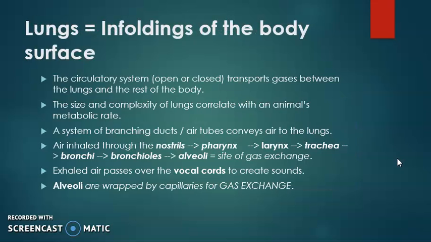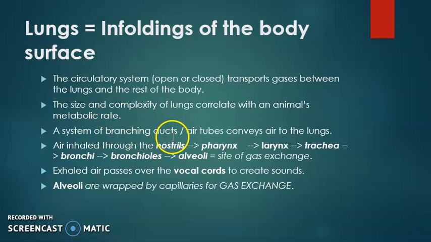Now the lungs. The third modification is lungs. These are infoldings of the body surface. The gills are outfoldings, trachea are air tubes, and lungs are infoldings. The circulatory system, which is open or closed, transports gases between the lungs and the rest of the body. So the size and complexity of lungs correlate with an animal's metabolic rate, how fast or how slow it is. According to that, lungs will be developed.